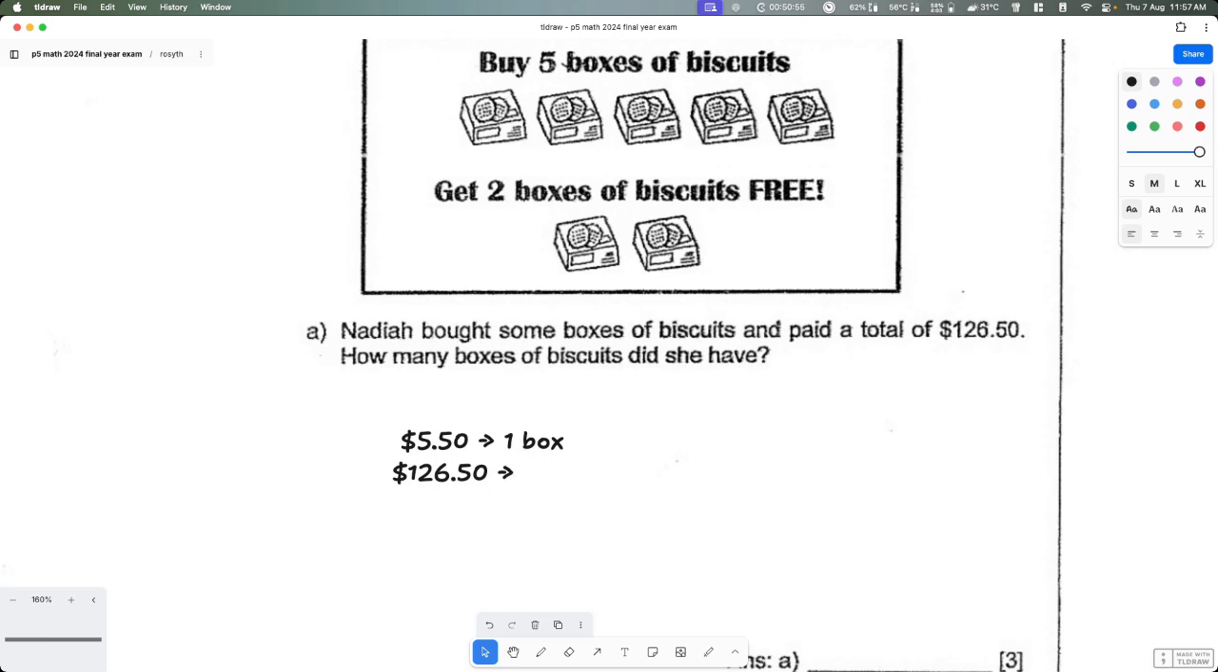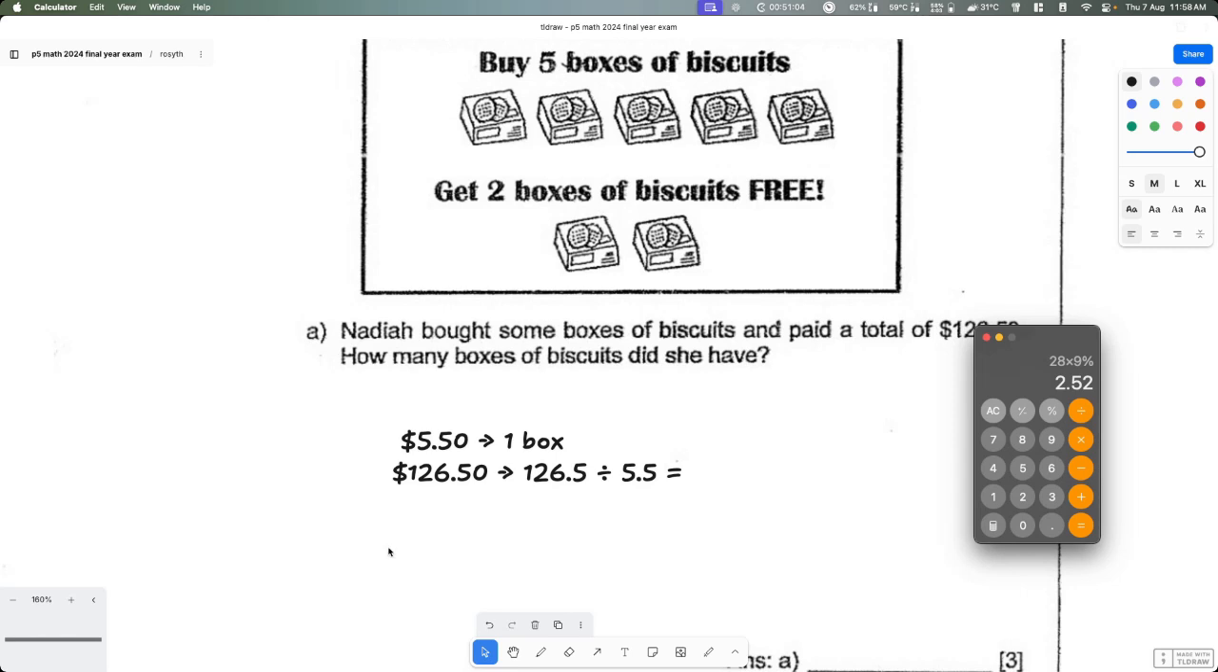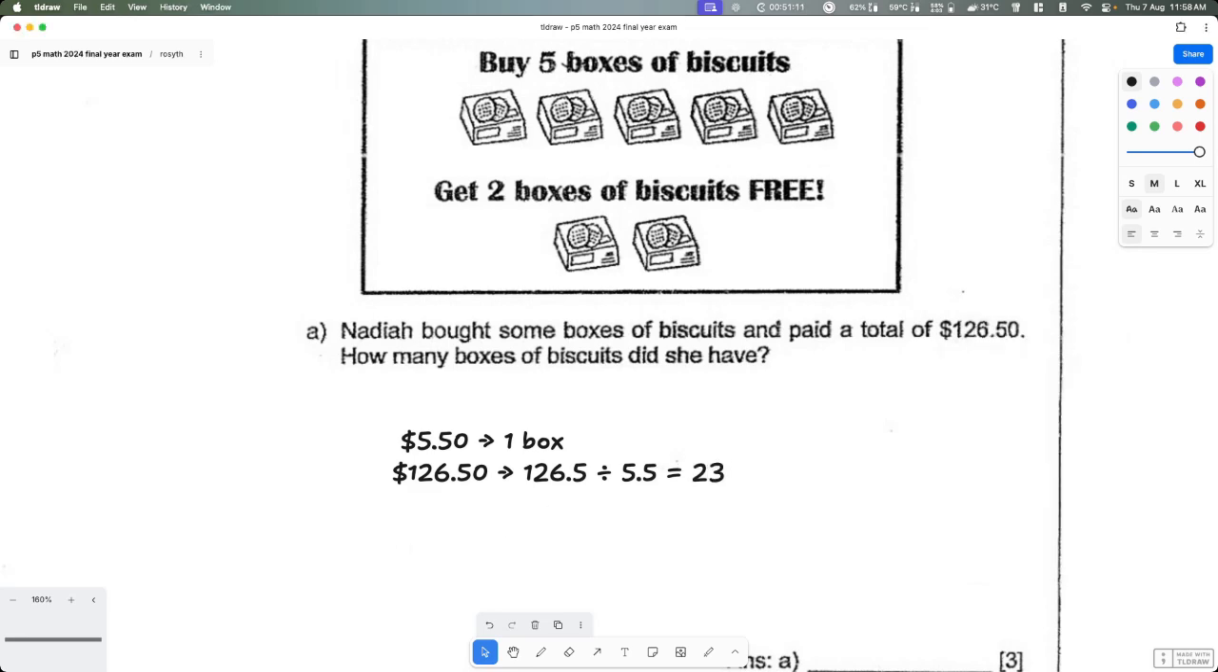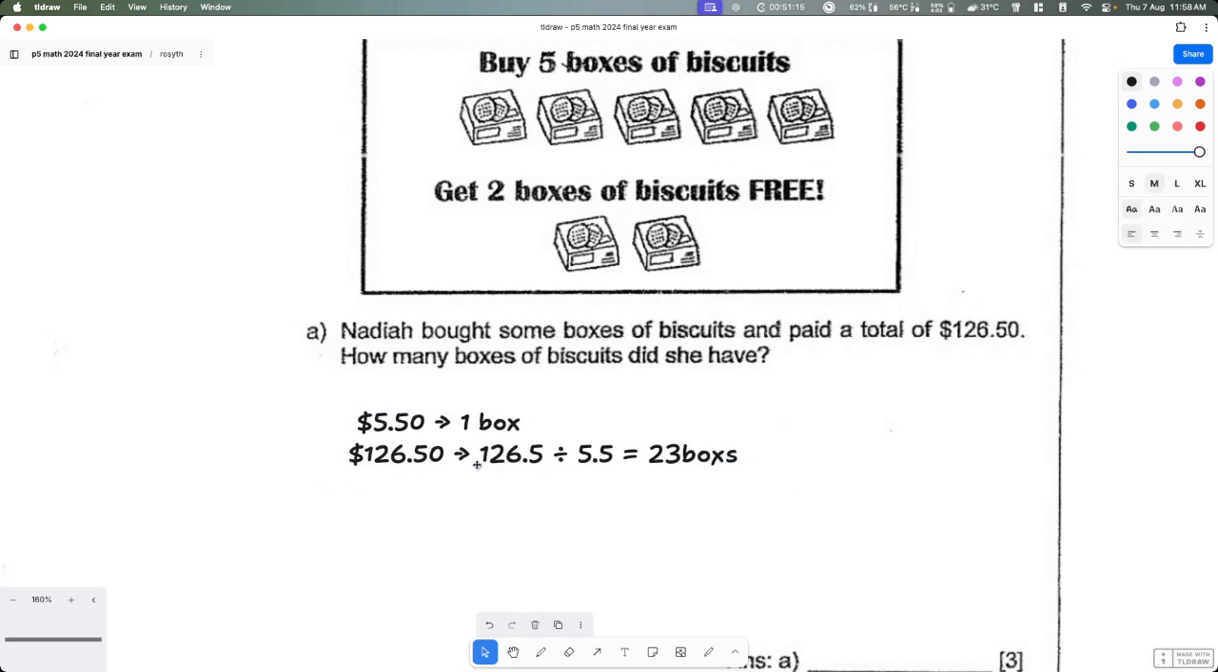So $126.50 divided by 5.5. Okay, let's calculate using the calculator. 126.5 divided by 5.5. This will give us 23 boxes. Okay, so she paid for 23 boxes, but at the same time, 5 boxes will give you 2 boxes free.